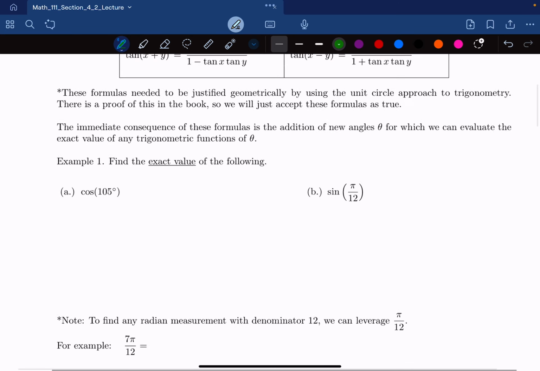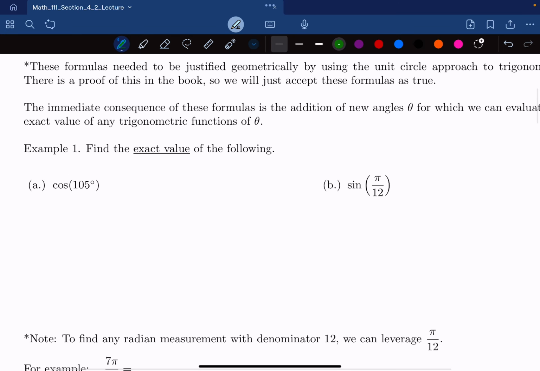For example, we want to find the exact value of the following. Whenever we're dealing with exact values, you should always just think about not using the calculator. The calculator rarely gives us a good set of exact values. So ignore the calculator for these. Most of these applications are there so we don't need the calculator. Okay, so find the exact value of the following.